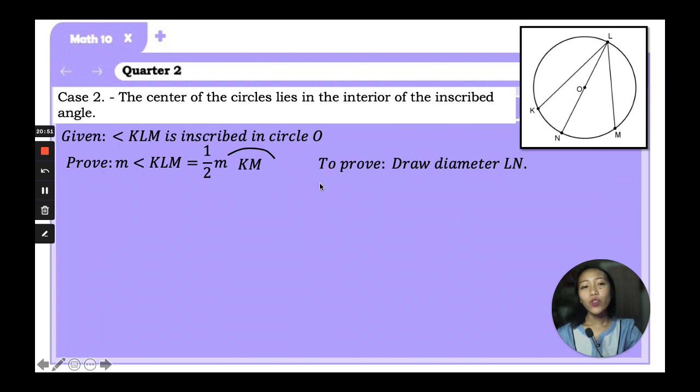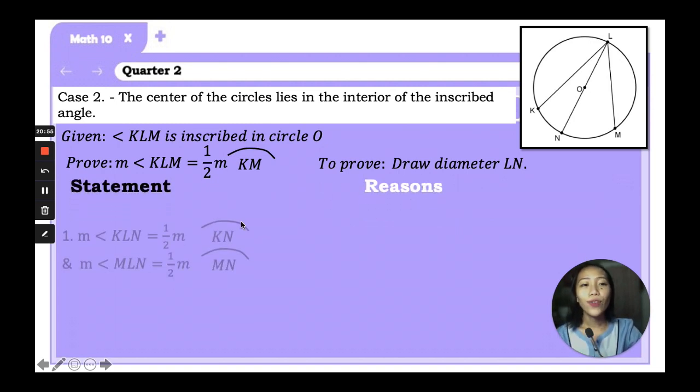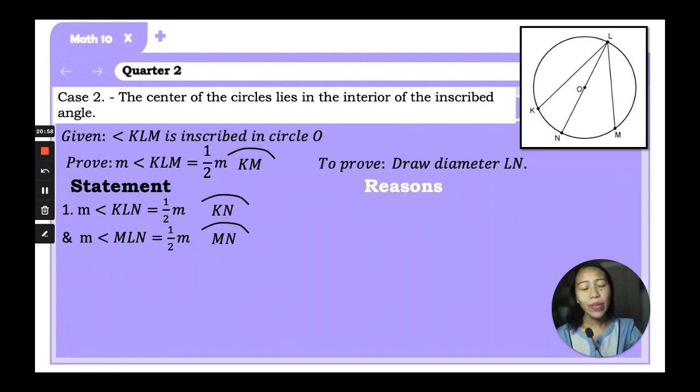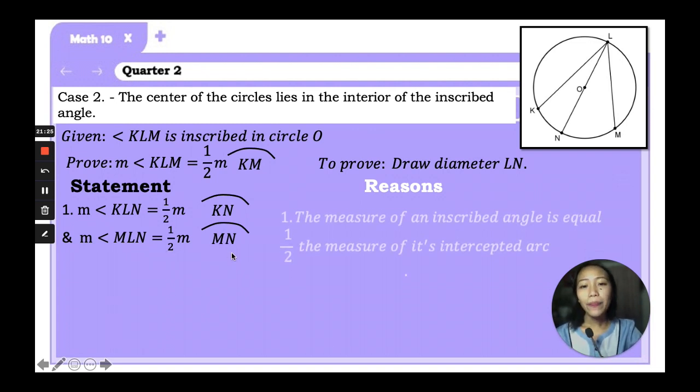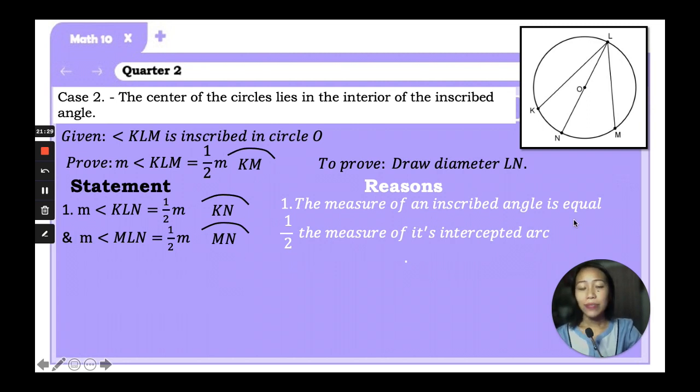So to prove that, we need to make use of our illustration and draw our diameter LN. That means our diameter LN passes through our center O. For our first statement, we need to write that the measure of our angle KLN is half the measure of the arc KN, and also the measure of angle MLN is half the measure of our arc MN. Why? Because we know that the measure of an inscribed angle is equal to half the measure of its intercepted arc. That is clear when Ma'am Rizali discussed this one to you, right?